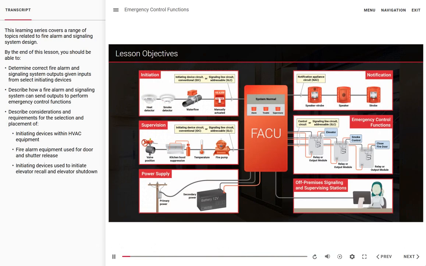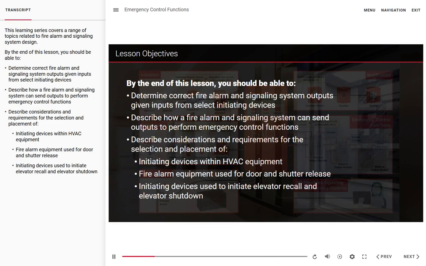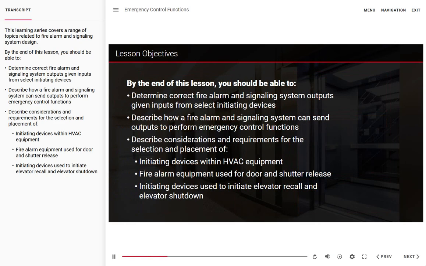This learning series covers a range of topics related to fire alarm and signaling system design. By the end of this lesson, you should be able to determine correct fire alarm and signaling system outputs given inputs from select initiating devices. Describe how a fire alarm and signaling system can send outputs to perform emergency control functions. And describe considerations and requirements for the selection and placement of initiating devices within HVAC equipment, fire alarm equipment used for door and shutter release, and initiating devices used to initiate elevator recall and elevator shutdown.